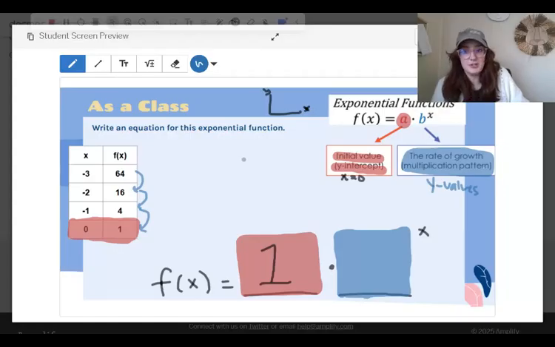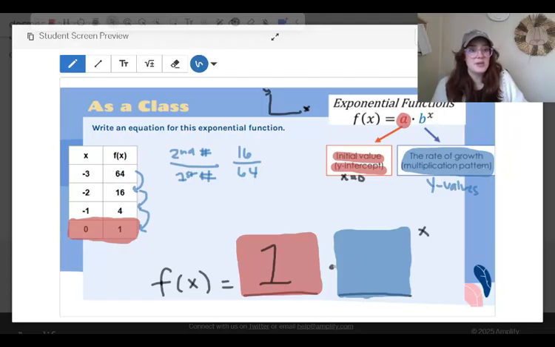Last class, I mentioned we are taking the second number divided by the first number. So we take the second y value, which is 16, divided by the first, which is 64, and then we simplify. The reason we're doing this, we can see it's decreasing, it's dropping down. But remember, for exponential functions, we are always multiplying by b.